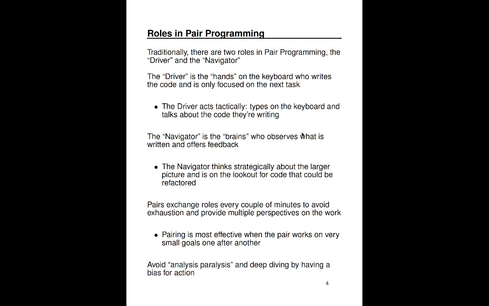Now, the navigator is more of the brains, meaning that they are looking at the bigger picture. And so they're looking at what's written, they provide feedback, and they think more strategically about where they're going in the long term, and not just what's happening here in the minute. And they're also on the lookout for things that can be improved, things that can be refactored. So maybe some code that could use some better naming, or a potential bug there that a unit test hasn't caught yet.